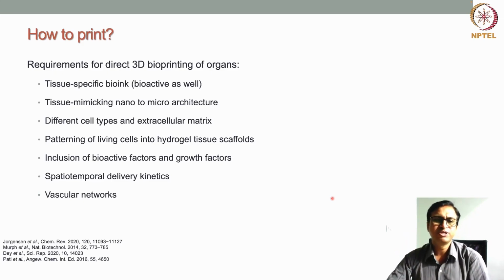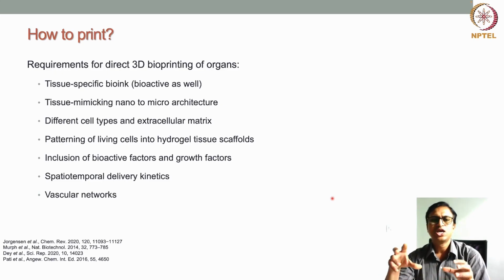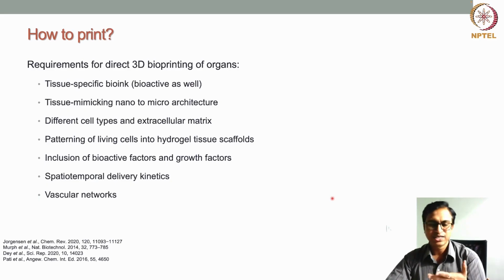Another thing is the tissue mimicking nano or micro architecture is very important, as we have already discussed in this lecture, that each tissue or organ has a typical nano to micro architecture. We have to also develop this kind of architecture along with bioprinting. And different cell types and extracellular matrix components, probably we need to use them depending upon the tissue type. We have to see what are the resident cell types present in that tissue, and accordingly we have to use them. We also need to understand what the extracellular matrix components of the tissue are, what is the composition, then we need to replicate these things.